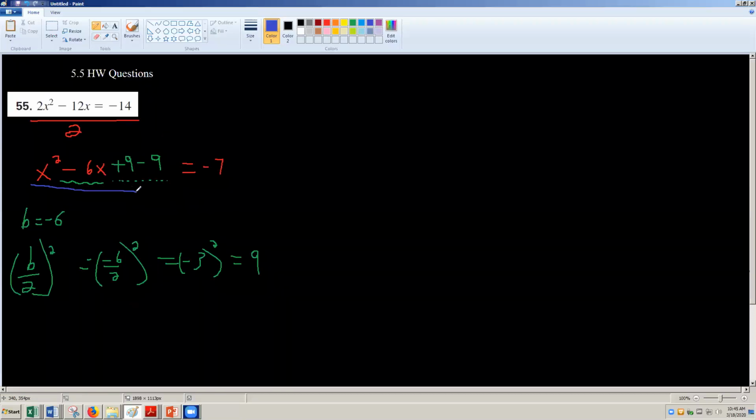The next thing is I want to say, okay, well, what is it that I really wanted? I really wanted to take these 3 things and turn it into a binomial squared. So this is my perfect square trinomial that I just created, and I want to turn that into a binomial squared. So this thing is going to end up looking like x minus 3 squared. So again, this factors into this. -9 still just hanging out.